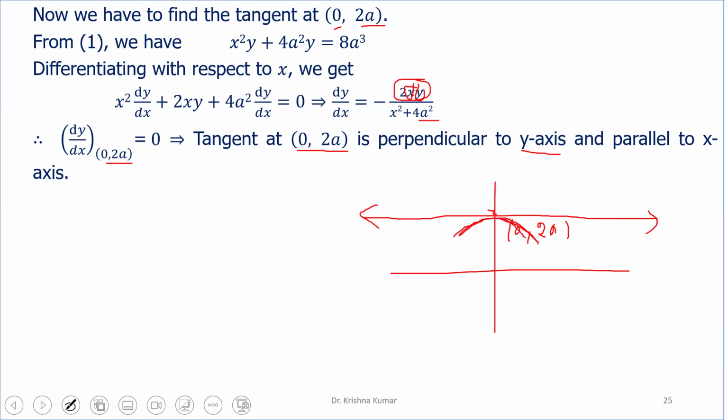And we have already seen that the curve is symmetric about the y-axis. So now we are getting the same type of branches on the left hand side of this y-axis as well as on the right hand side of this y-axis.